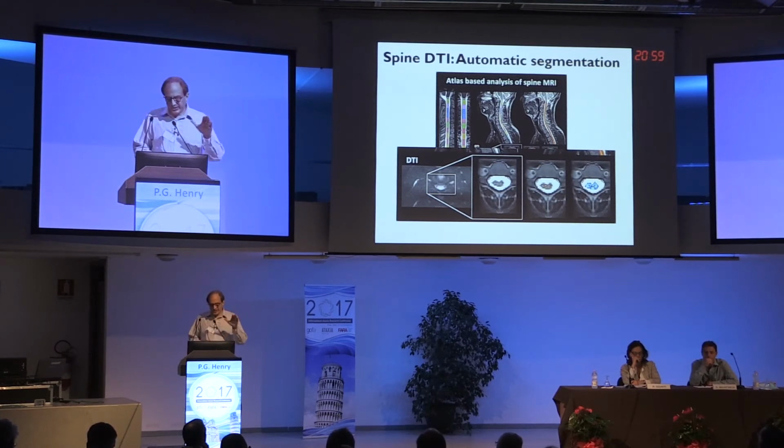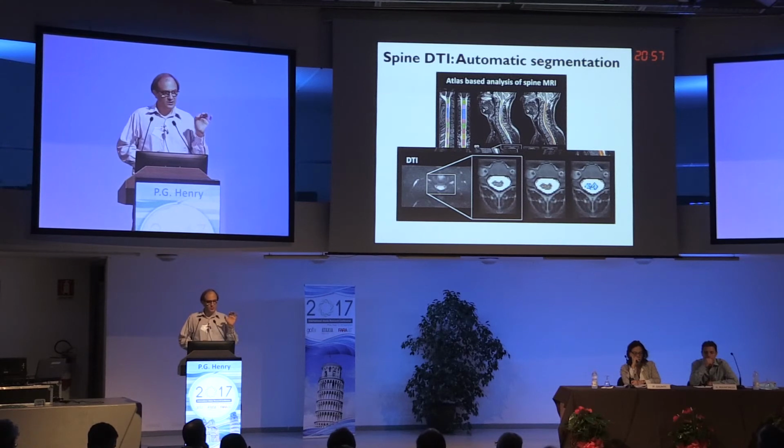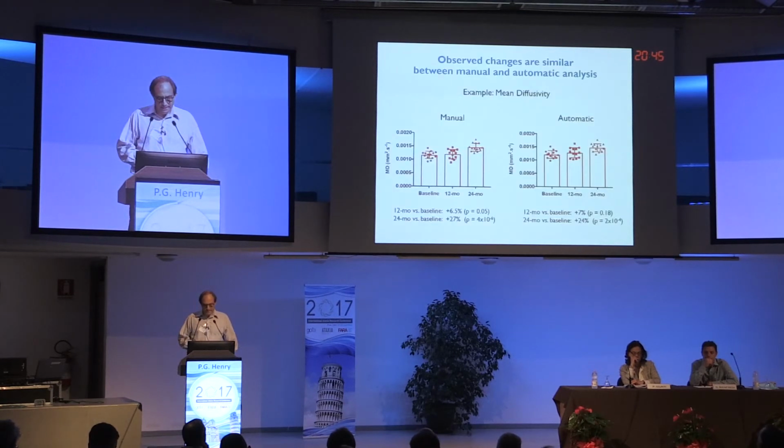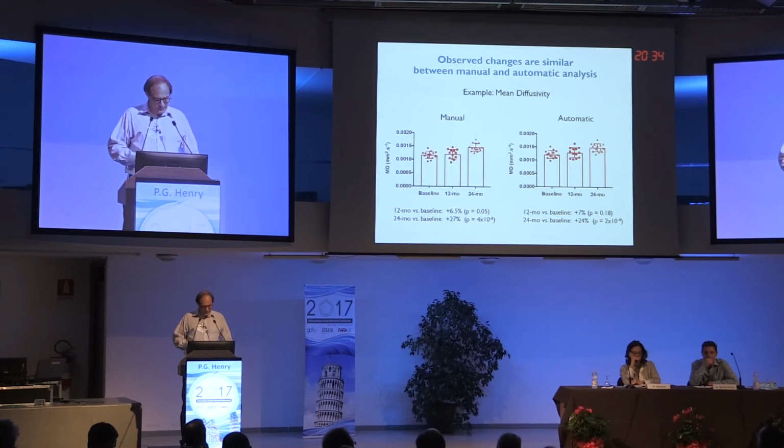So it's not very precise because the diffusion images don't have as good resolution as the anatomical images, but we can still get approximate data for different tissues within the cord. The observed changes were similar between manual and automatic analysis. So you see an example here with MD, mean diffusivity. Manual data, automatic data, both show the progression of MD over time with similar magnitude.